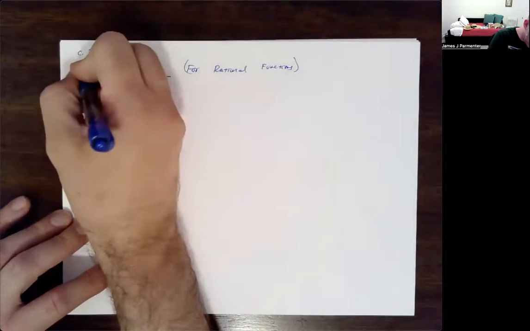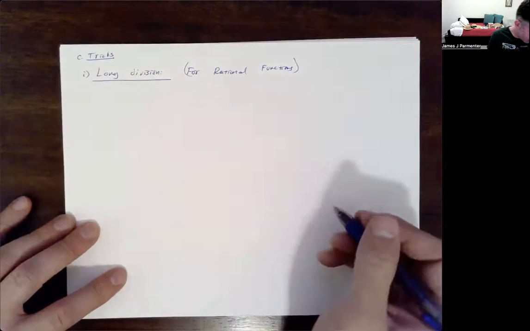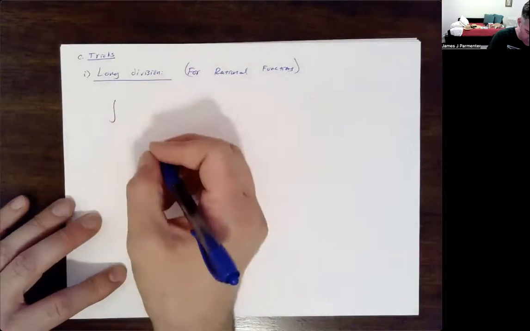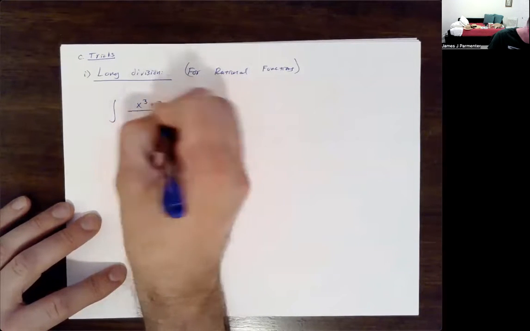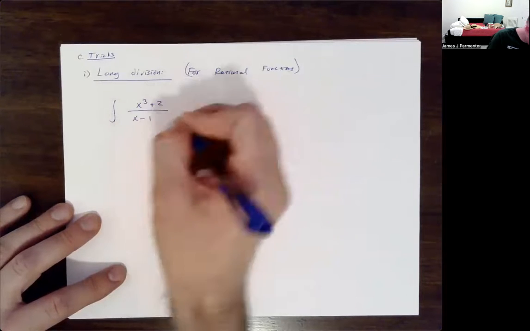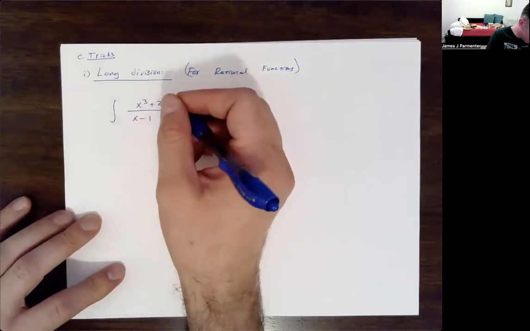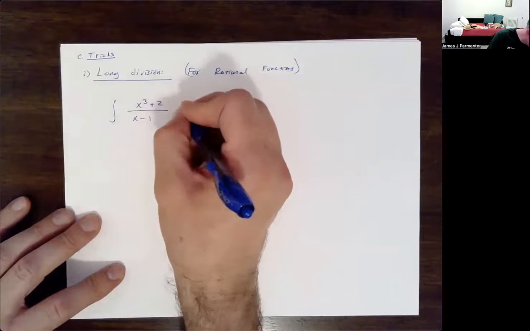So we've got first long division. So for example, if you have something like the integral of, I don't know, x cubed plus 2 over x minus 1. And of course, I didn't plan very well ahead here. This is probably not going to turn out well.